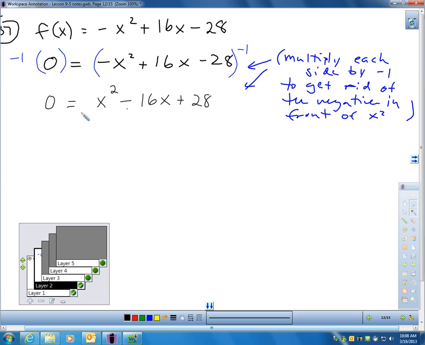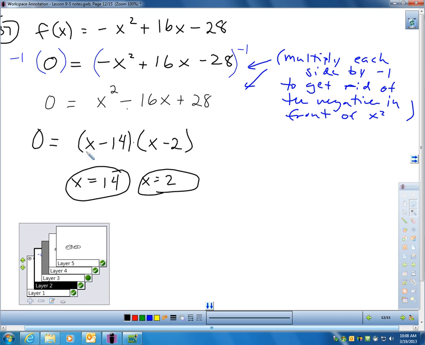Okay, since I have a lead coefficient of 1 now, all I have to do is factor. I've got to think, what times what is 28 but adds up to negative 16? Let me see, what about negative 14 times negative 2? Isn't negative 14 times negative 2 equal to 28, but negative 14 plus negative 2 is negative 16? So negative 14 and negative 2 are my factors, and since I'm multiplying, I know that x minus 14 has to equal 0, which means x would be 14, or x minus 2 would have to be 0, which means x equals 2.